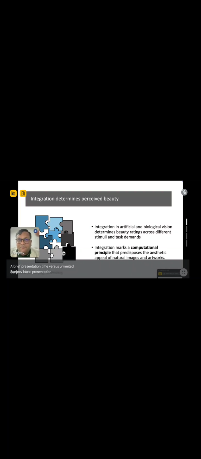So just to give you a summary, integration in artificial and biological vision determines perceived beauty ratings across different stimuli. That is, we use different sets of stimuli and different task demands. We tested the effect of timing, a brief presentation time versus unlimited presentation time. And integration marks as a computational principle that predisposes the aesthetic appeal of natural images and artworks.